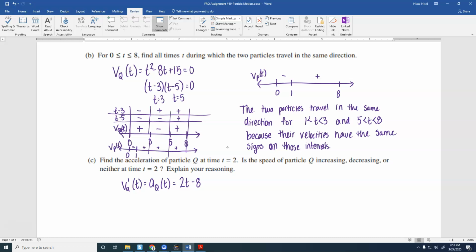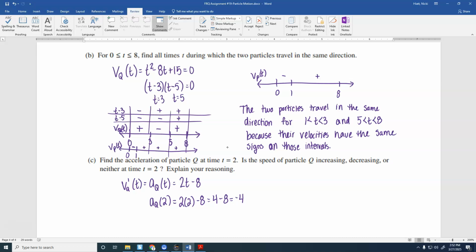Show that there, even as simple as it is. Don't plug the 2 in yet, because there could be a point for it. That might be where the point is at versus plugging it in, and you don't want to miss a point because you plugged something in wrong. So then you're going to do the acceleration of particle q at 2, which is 2 times 2 minus 8, which gives us 4 minus 8, which gives us negative 4. So our acceleration at time t equals 2 is negative 4.